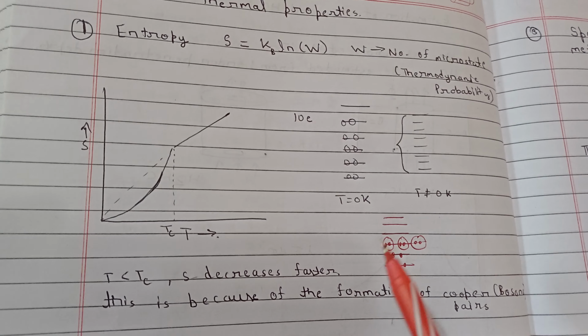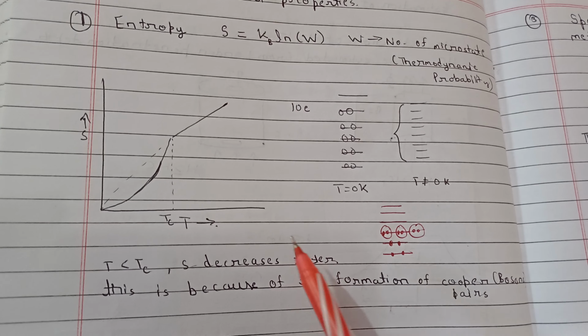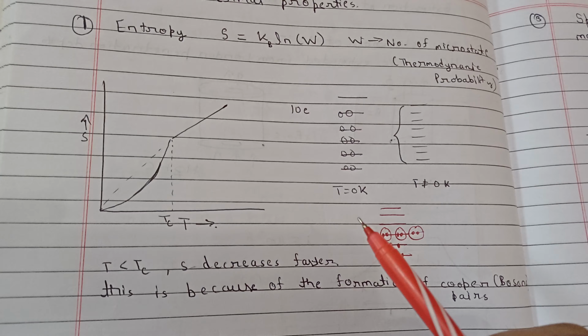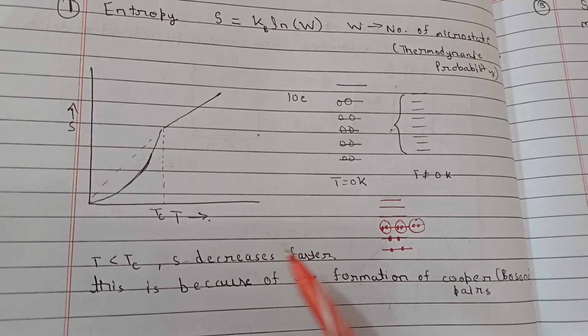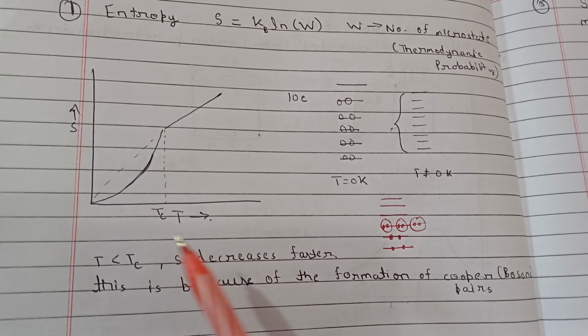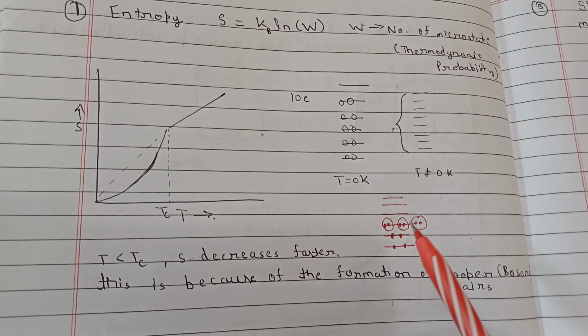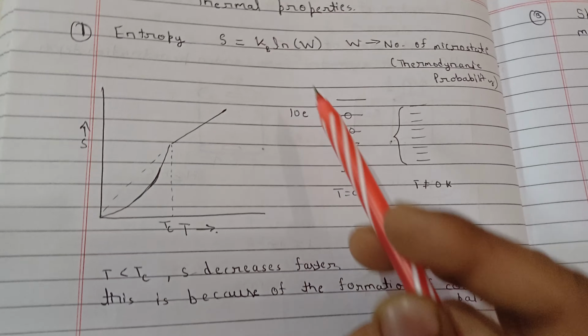In the BCS theory we will study how the Cooper pair actually works and how they form, and what the coherence length is. For now, just keep in mind that because of the formation of Cooper pairs, S drops faster, because there is a decrease in W.